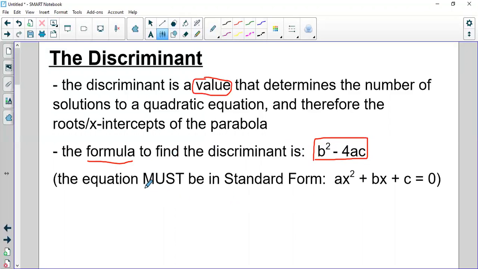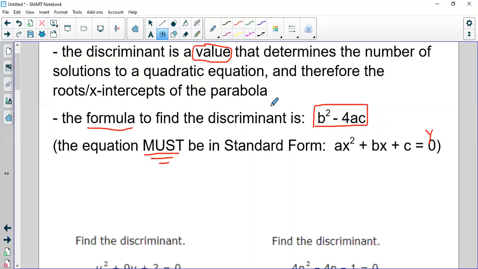The equation must be in standard form, that ax squared plus bx plus c equals 0. It must equal 0, or it could equal y if it's in equation form instead of two-variable form. So the a, the b, and the c come from that equation. So b squared minus 4ac is how we're going to calculate the discriminant value. And then we'll talk about what it means in a minute. First, let's just actually calculate it.